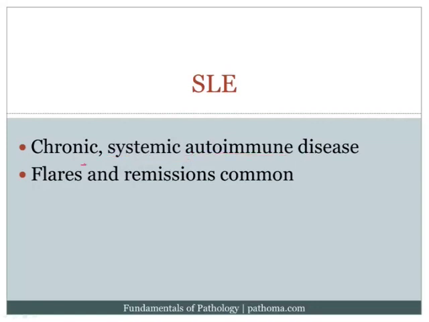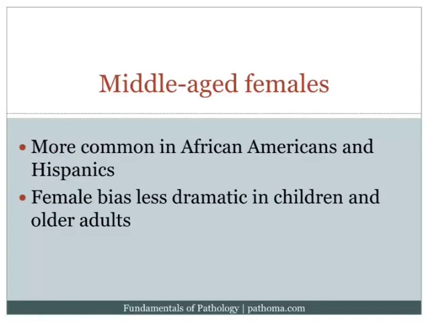This disorder will be associated with flares and remissions, so the patients will get a flare in which the symptoms become worse, and then that'll remit, and then over time they'll develop another flare, and then that will remit, and then over time they develop another flare, and that's a common occurrence for patients with lupus. It classically arises in a middle-aged female, as is relatively common with autoimmune disorders, and it is more common in African Americans and Hispanics.